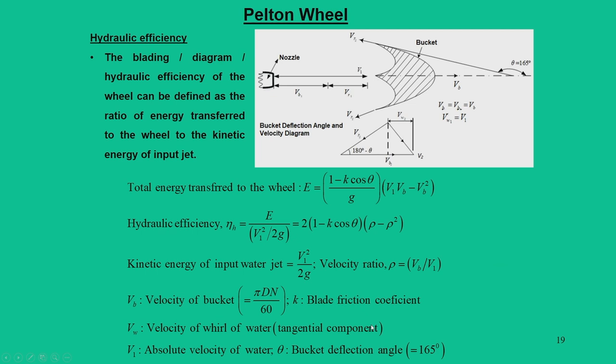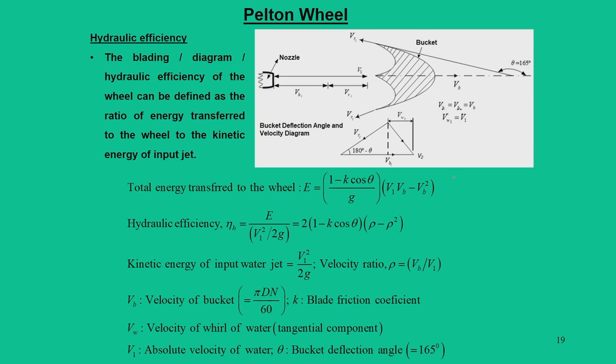Now, if you look at the efficiency level at which this wheel operates, one efficiency that is defined is the hydraulic efficiency. Normally, the other synonymous terms are blading efficiency or diagram efficiency, because this efficiency is calculated based on the velocity diagrams. So, we call this the hydraulic efficiency. It is defined as the ratio of energy transferred to the wheel to the kinetic energy of the input jet.